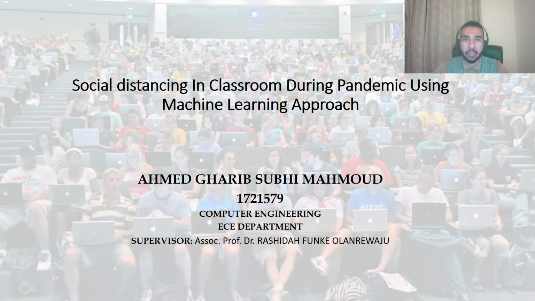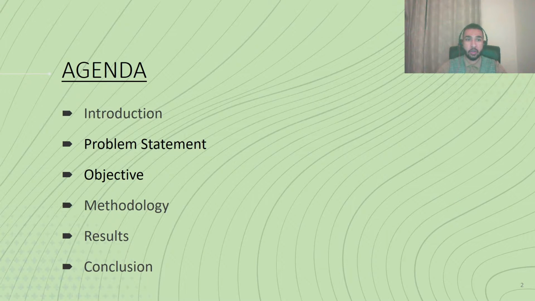My name is Ahmed Gharib Subhi Mahmoud. Today I'll be presenting my final year project titled Social Distancing in Classroom During Pandemic Using Machine Learning Approach. This project has been supervised by Associate Professor Dr. Rashidah. I hope you enjoy the presentation. Today's agenda will be going through the introduction, problem statement, objective, methodology, results, and finally conclusion.